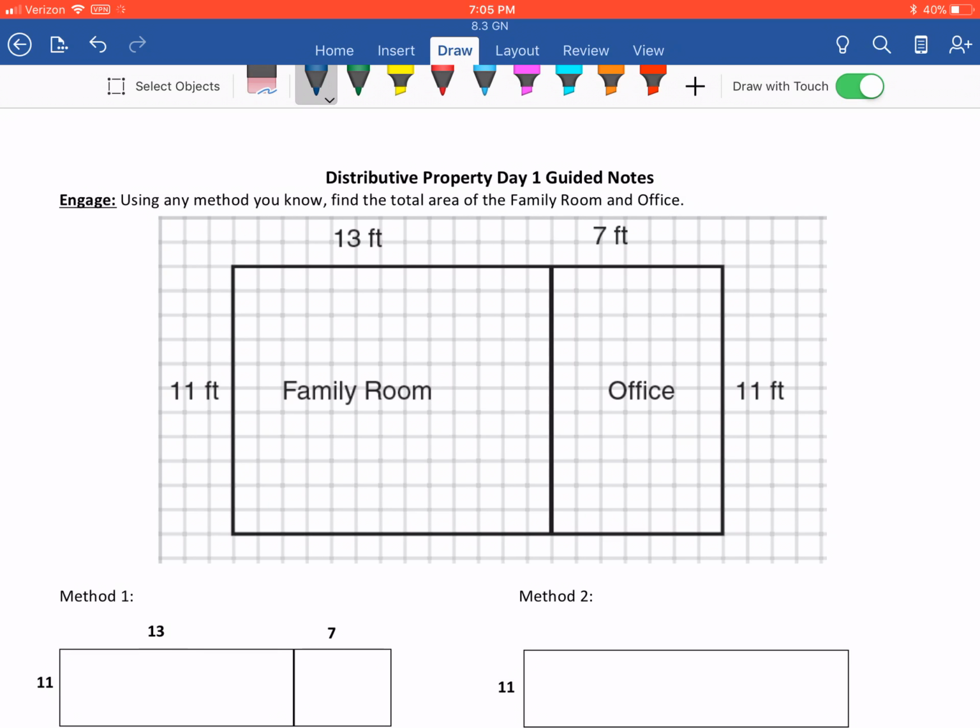So, we're going to start out by doing an engage, something that you maybe have done before. If we do not remember, notice here it says using any method you know, find the total area of the family room and the office. So some of us may be like, oh man, I don't remember how to do the area. To find the area of something, area equals the length times the width.